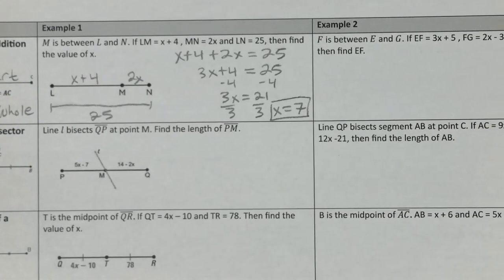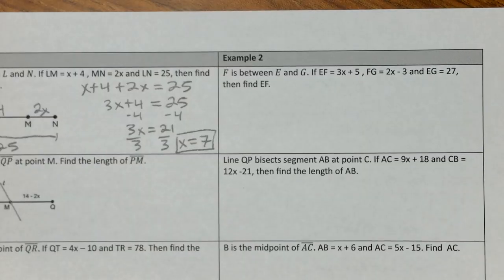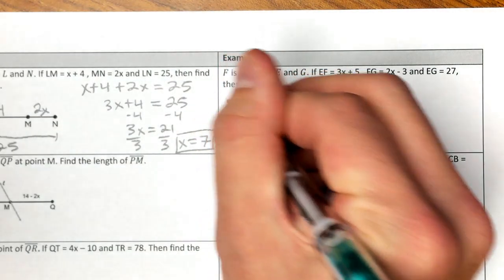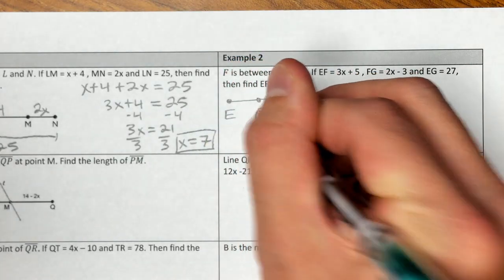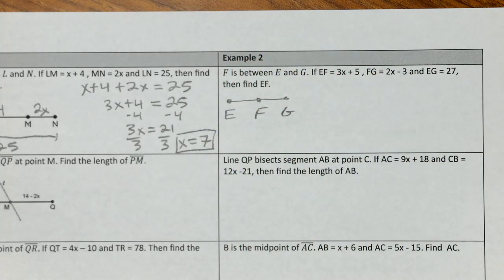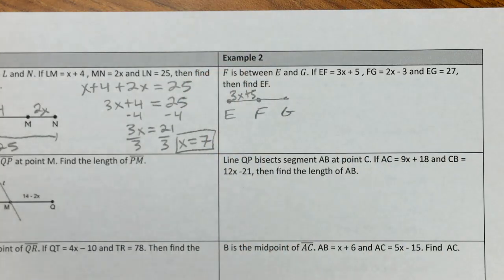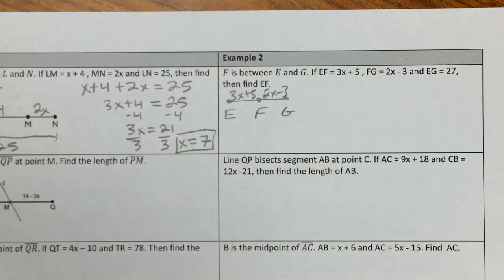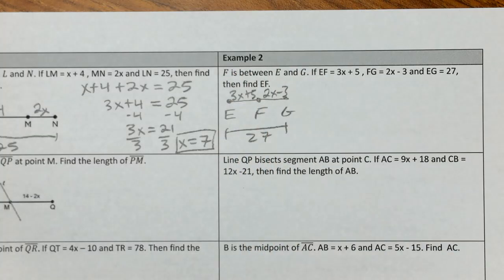Okay, alright, so if we're going to look at the next problem, F is between E and G, so if I don't have that, I want to draw it. Well, E and G and F is in between. Does not need to be exactly in the middle, it's just somewhere in between. So I know that E to F is 3x plus 5. I know that F to G is 2x minus 3, so I'm going to label that. And then E to G, which is the whole thing, is 27. So now I know my 2 parts, and I know which one's the whole thing.